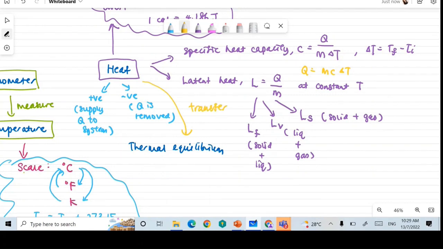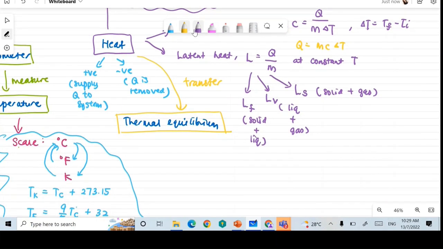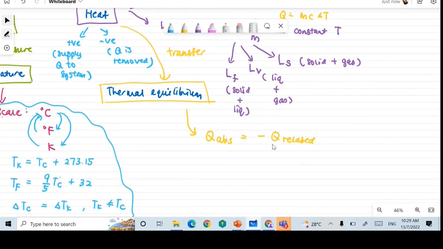heat is always transferred from high temperature to low temperature. It will reach a condition called thermal equilibrium, right? Thermal equilibrium here means we assume that there is no loss of heat. Q absorbed is always equal to negative Q release, right? So remember to add a negative here. Negative Q release. So this is release.